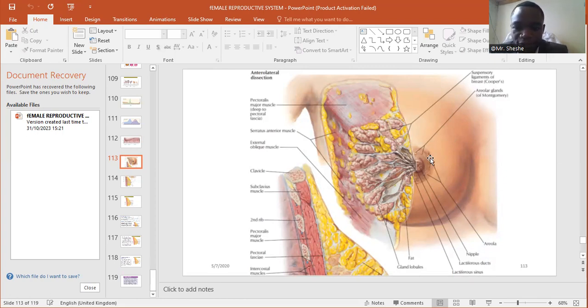So females, you know that at least once a month, you must examine yourself for any possible lumps in your breast. Of course, the texture of the breast changes depending on which phase of your cycle you are in. So it's worth knowing your anatomy.